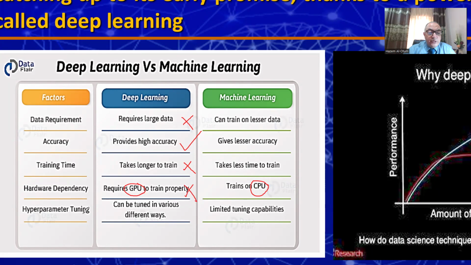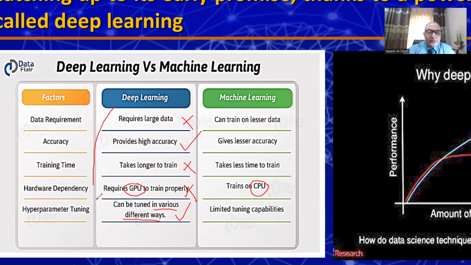Now, hyperparameter tuning. The parameters in the case of deep learning can be tuned in various different ways. So this is again an advantage, because it makes the parameters more adaptive to the task or the proper processing that is required in this situation. And for machine learning, it has limited tuning capabilities.